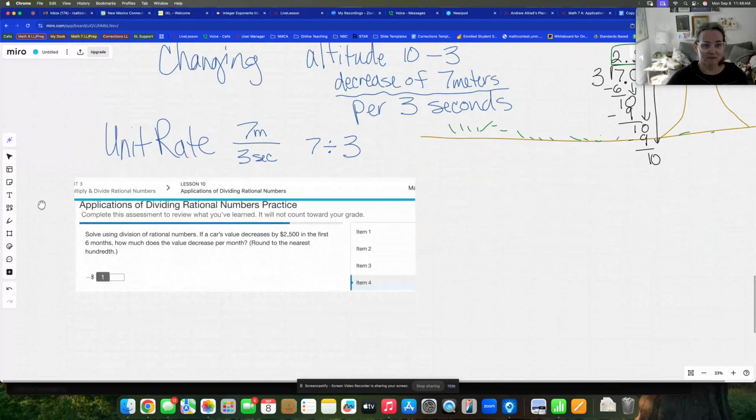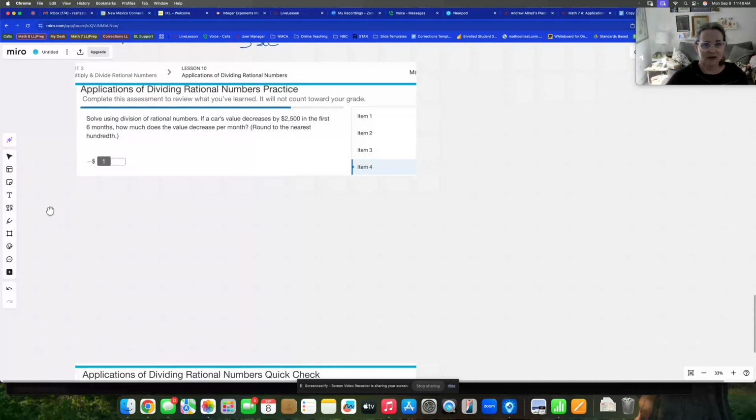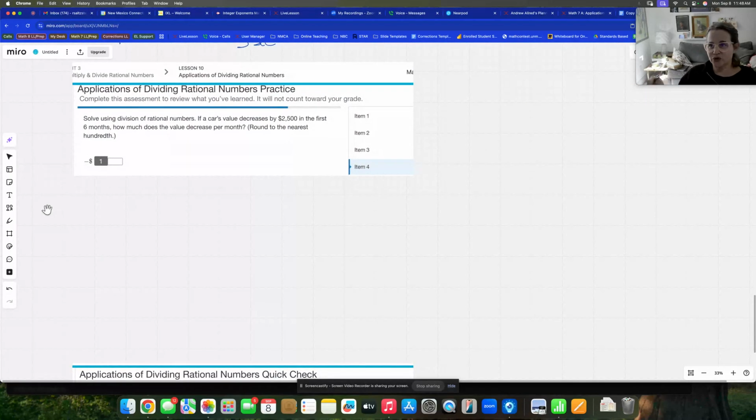Let's do the next one. These are from your practice, by the way. And then there's a quick check one below this one. This one is pretty much the same. I just wanted to point out to you that in this one, they have already written the negative in front of the problem.